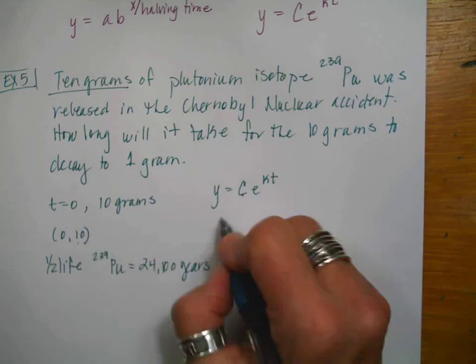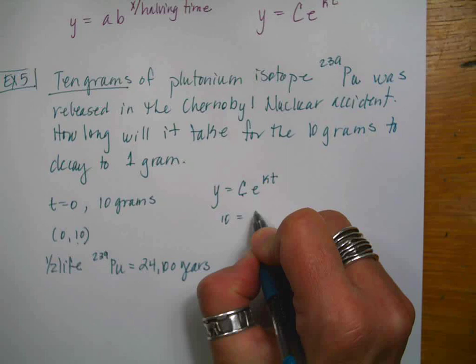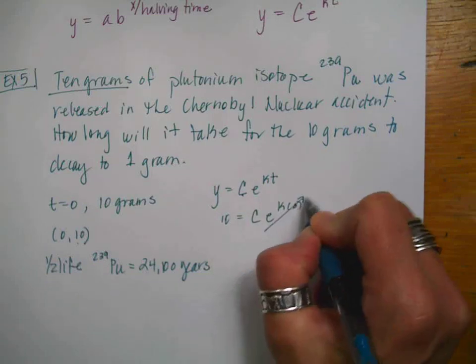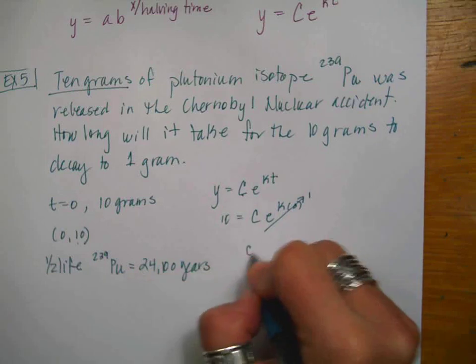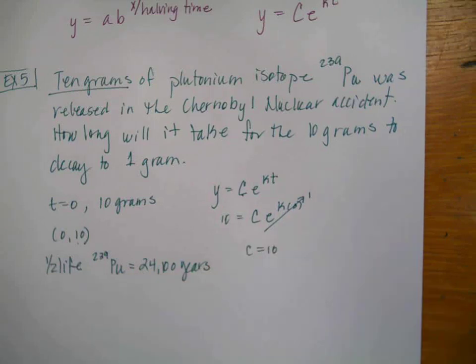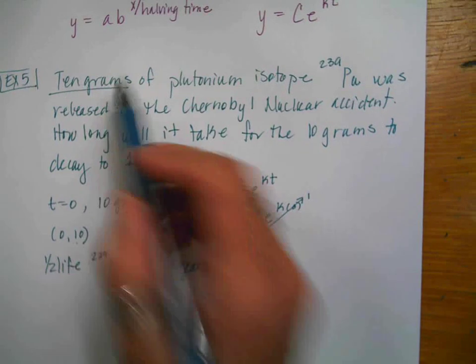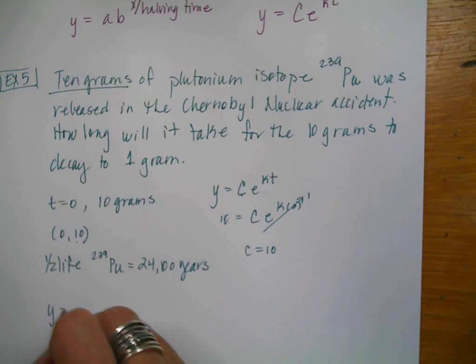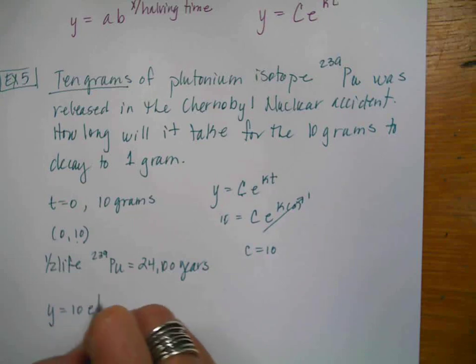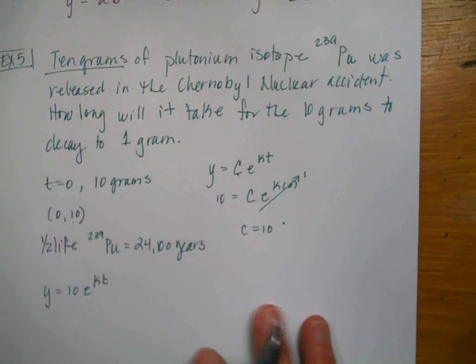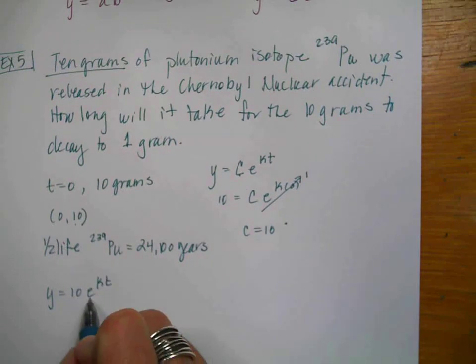So if I go back to here, I need to solve for C, so I'm going to substitute in my initial point. So I'm going to get 10 is equal to Ce to the k times 0. This goes to 1, so I get C is equal to 10, which makes absolute sense because they told us we started with 10 grams of plutonium. So my model is y is equal to 10e to the kt. I didn't have to do this, but I just wanted you to see that you can develop it easily and quickly if you need to.